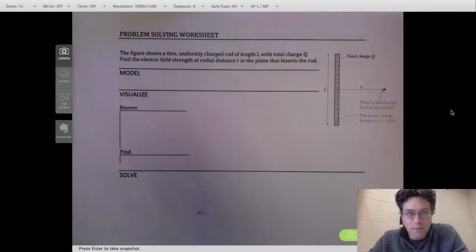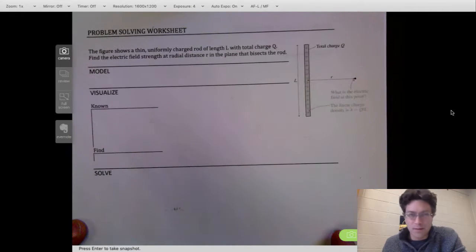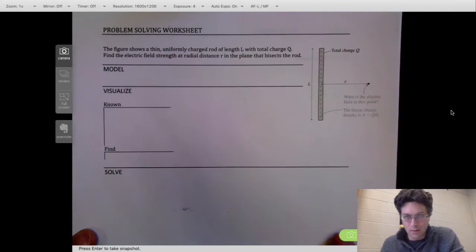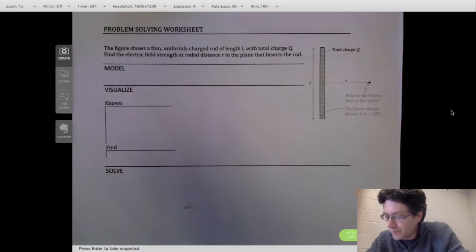Hello, in this problem solving worksheet I'd like to do an example that actually is in the book, but this is complex enough that it's really worth me doing it in person, so you can just look at what I do and see how you can do such problems.